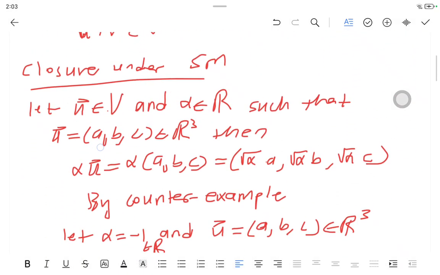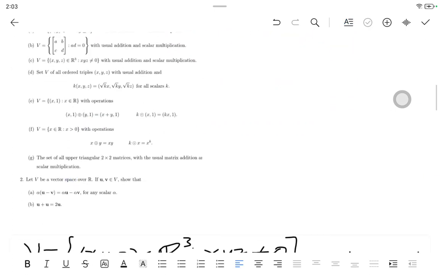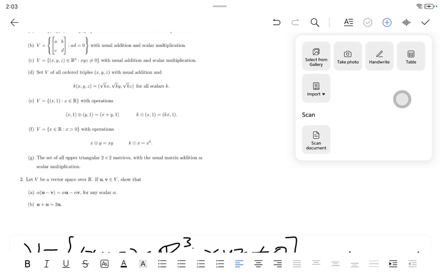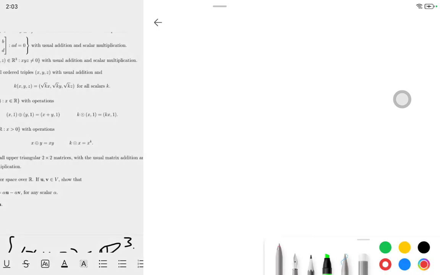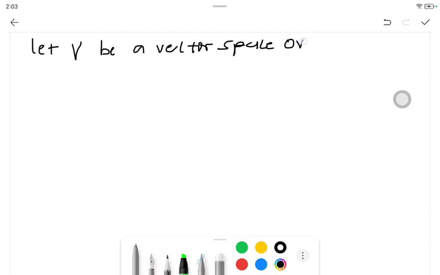I was told to do this question. Let's see it. Number 2. On number 2, we are told to... They say I should let V be a vector space over R.